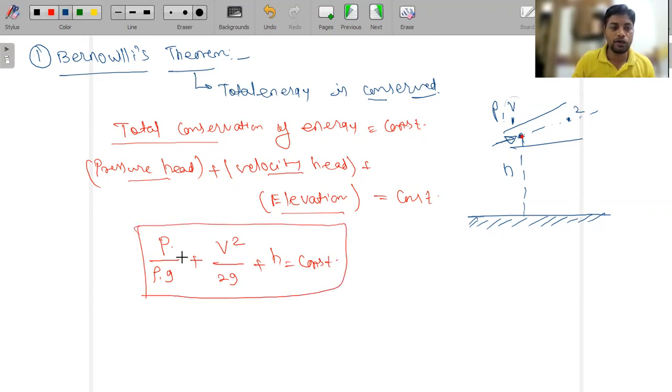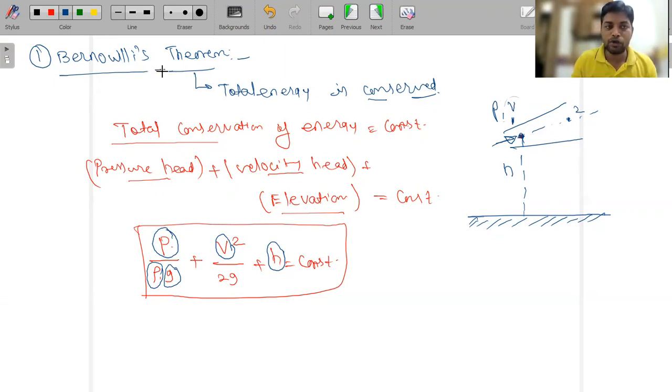Here P is the pressure at this particular point. Rho is the density of the specific kind of fluid that we are using. G is the gravitational acceleration. V is the velocity at this point. h is the height, the elevation from a datum level. So the total summation of these heads will be equal to a constant for a fluid flow.